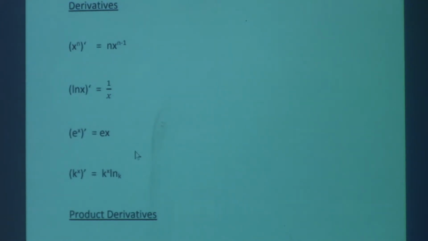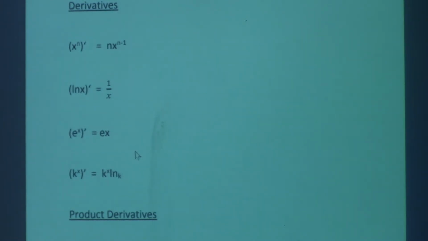Now, if I have k to the x, it means that it's not the natural base e to the x power, but some other number like 2, 3, 5, 7. So if I have some other constant k to the x power, the derivative is going to be k to the x times the natural log of the base. So the derivative of e to the x is e to the x. The derivative of k to the x is k to the x times ln k.